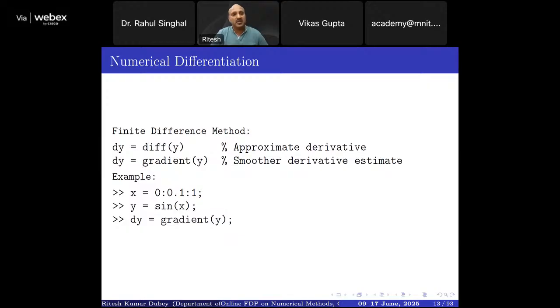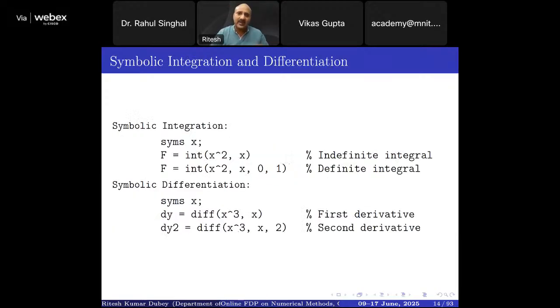So there are many inbuilt functions. For the finite difference method also, you have inbuilt functions like diff and gradient, and they work for the discrete case. So you have a vector x, and you compute y equal to sine of x for all those discrete points x, and then you can compute the gradient of y. Then you have some symbolic integration and differentiation utilities also available.